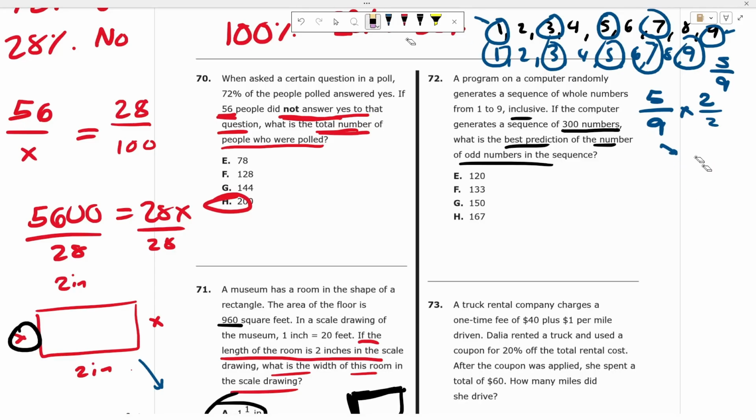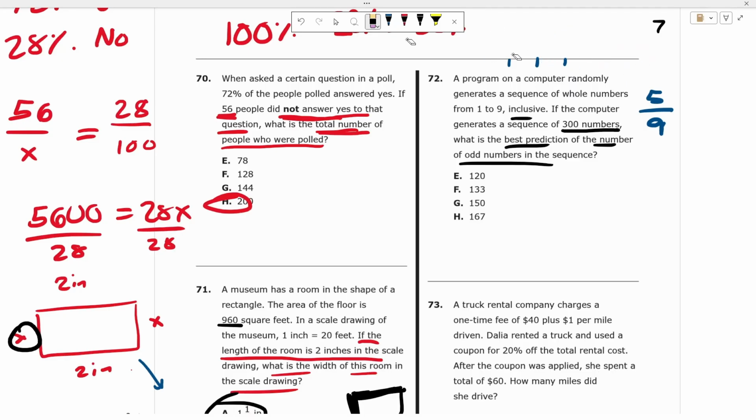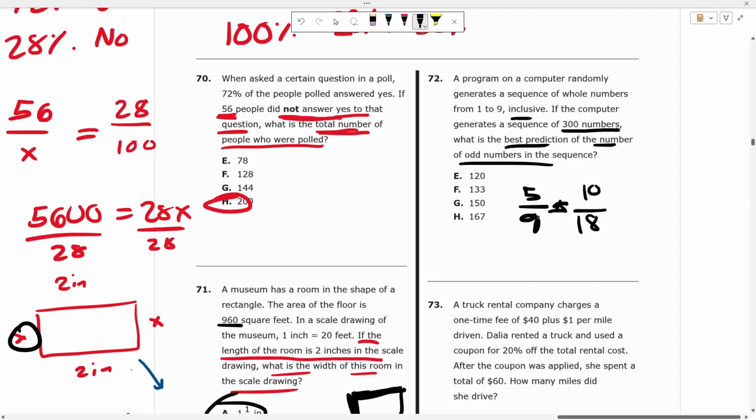So notice how this is always going to be true. This 5/9 is always going to be true. It's always going to tell us the number of odd numbers we have in comparison to the total number of numbers, no matter how much. We just saw this when we generated it twice. We're going to have a total of 18 numbers, but 10 of them are going to be odd, because if in one sequence 5 are odd, then you double that, you're going to get 10.